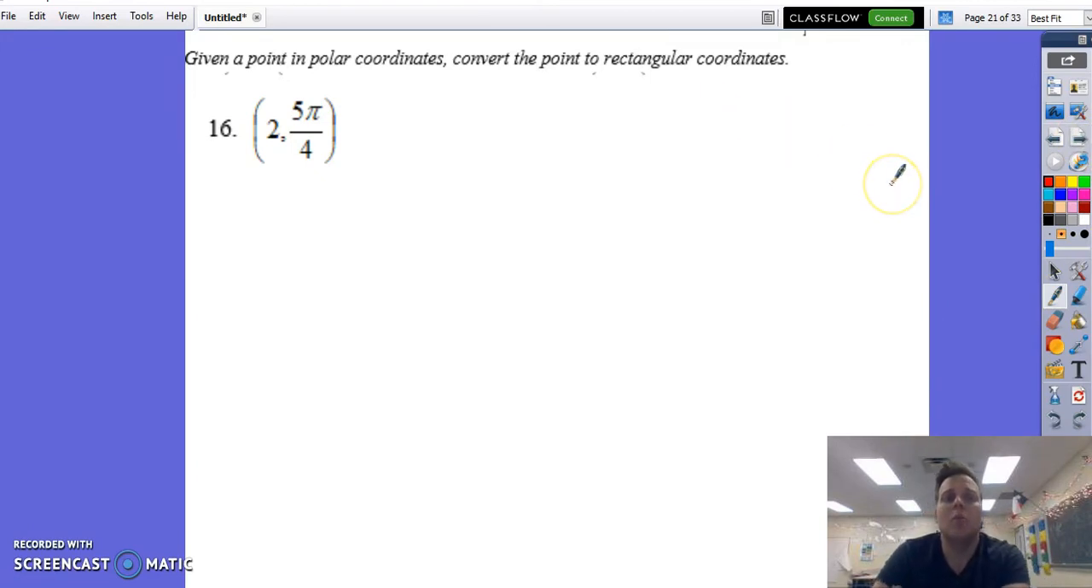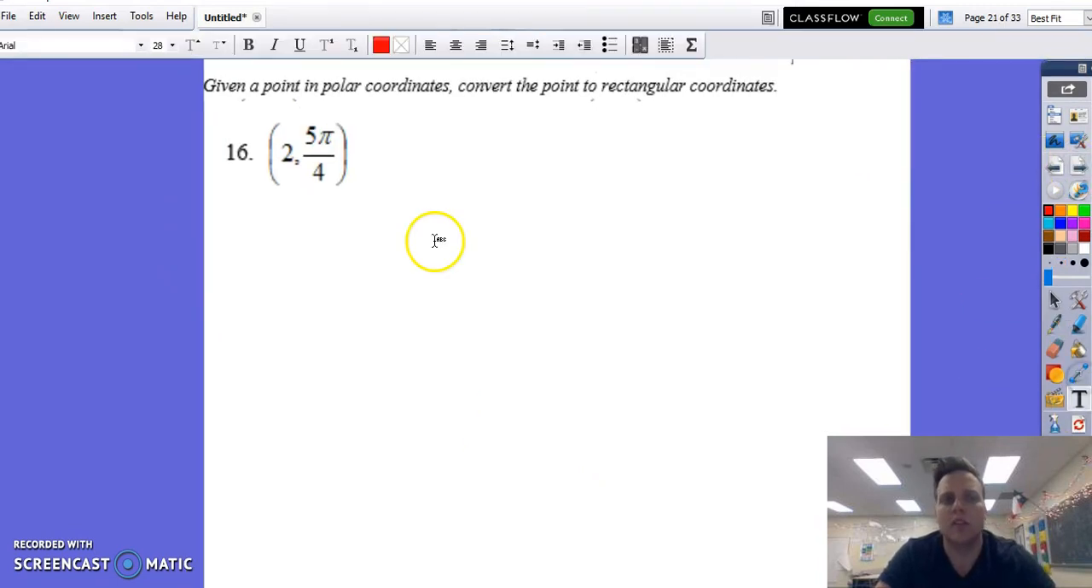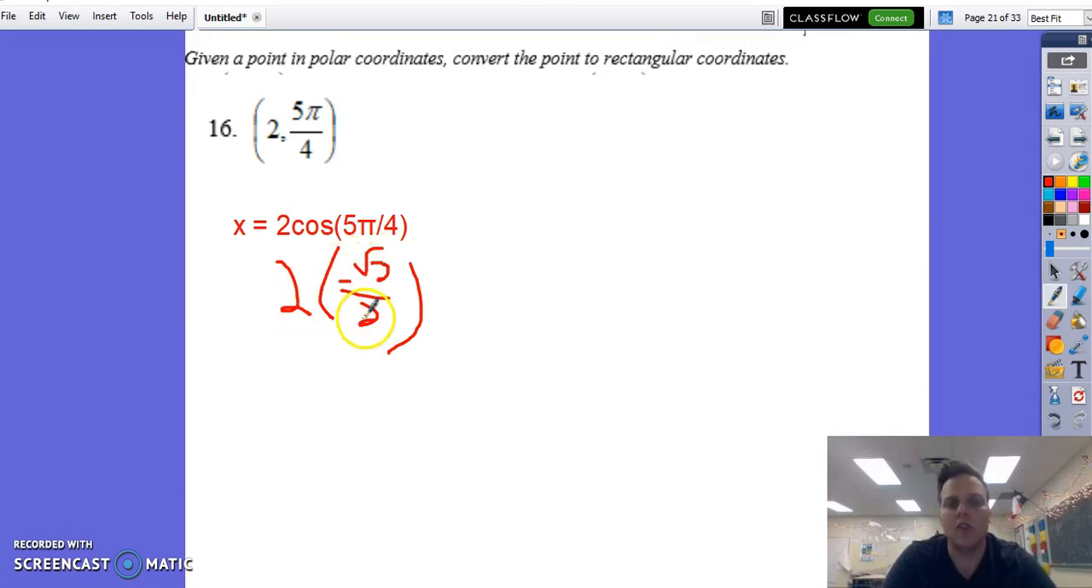Alright, number 16. Given a point in polar coordinates, convert it to rectangular coordinates. Oh, there's 3 of these. I thought there was 2 for some reason. Okay, x is equal to, alright, I've said r cosine theta like a million times, 2 cosine of 5 pi divided by 4. So I'm going to do the same thing again. I'm going to grab my trig chart and look up cosine of 5 pi over 4. It is negative square root of 2 over 2, so you have to bear with me drawing this. So 2 times negative square root of 2 over 2. Now, 2 multiplies to the top, which allows this 2 and this 2 to cancel, so you just get negative square root of 2.